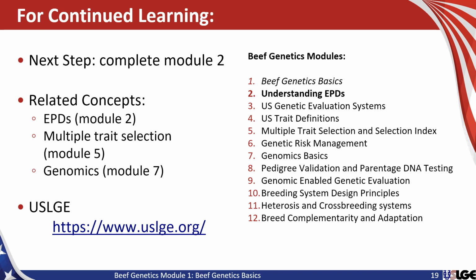As you consider opportunities for continued learning, please consider completing module number 2, Understanding EPDs. Some related concepts to this module include EPDs in module 2, multiple trait selection in module 5, and utilization of genomic information, which is covered in module 7.